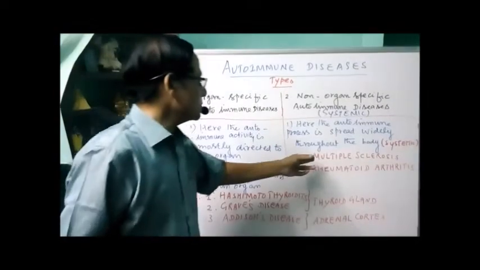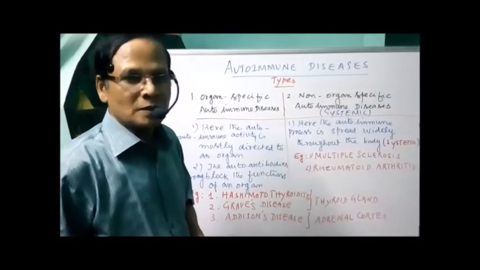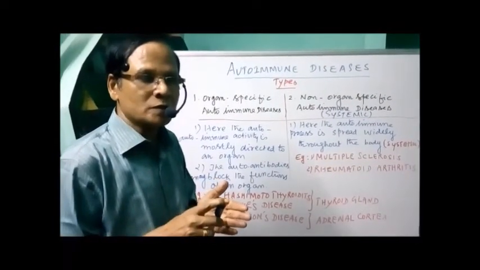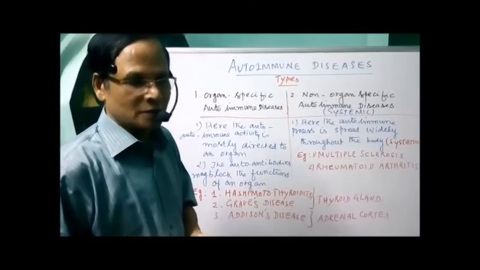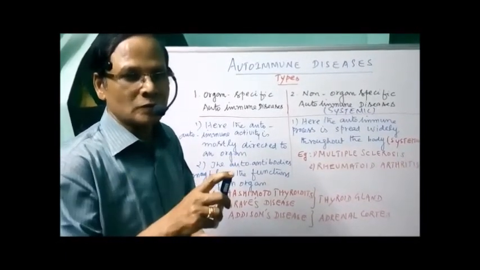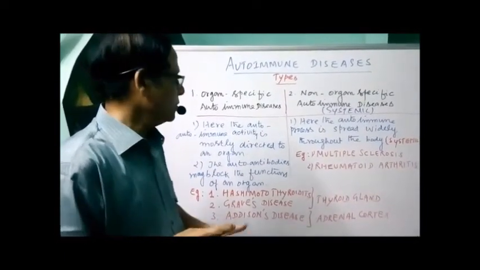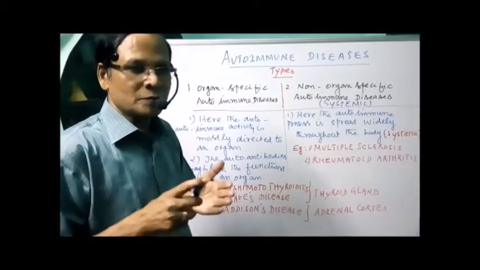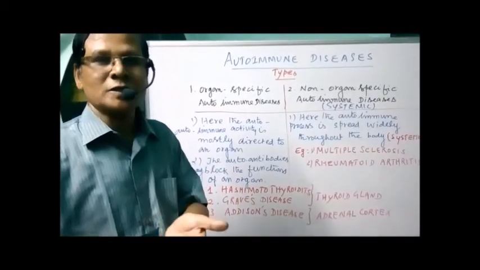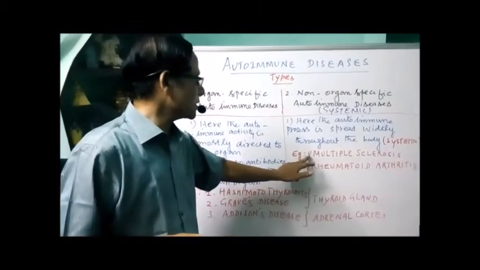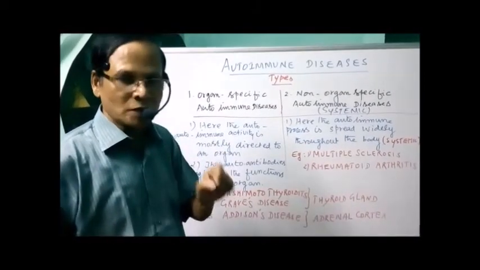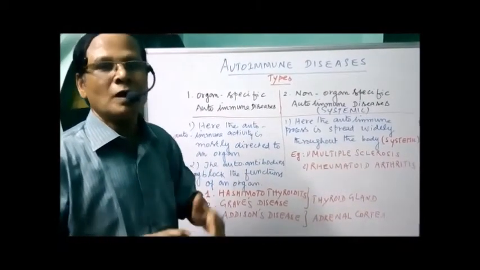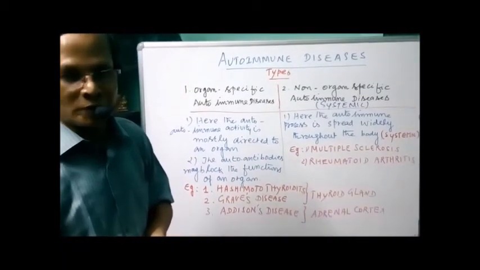So we have multiple sclerosis. This is nothing but the hardening of the axon coverings, the myelin sheath of the nerve cells. So there is some sort of failure in the conduction of nerve impulses. That is called multiple sclerosis. Sclerosis means hardening, the hardening of the myelin sheath of the neuron.